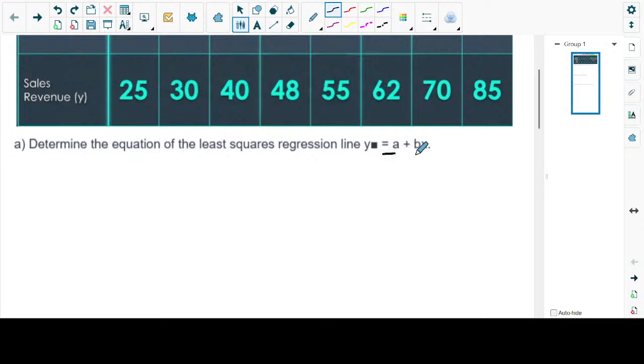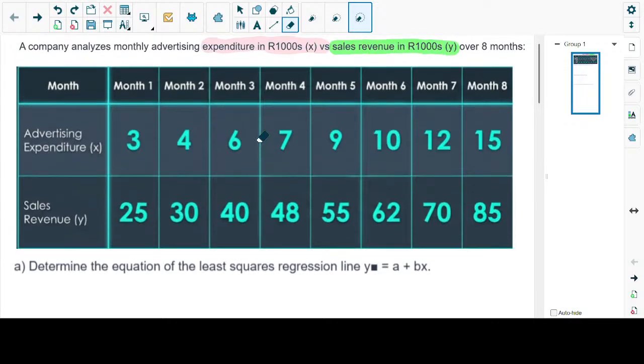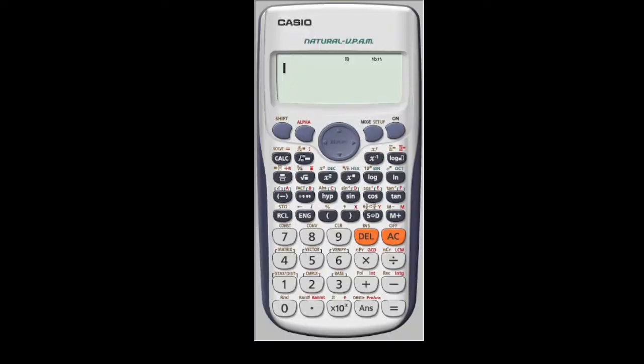With that being said, we can start with the job. We spoke about this yesterday: since we're in grade 12 doing stats, we're going to give the job to the Casio calculator, and it's going to do everything for us. Now we're just going to sit back and allow the Casio calculator to do everything.